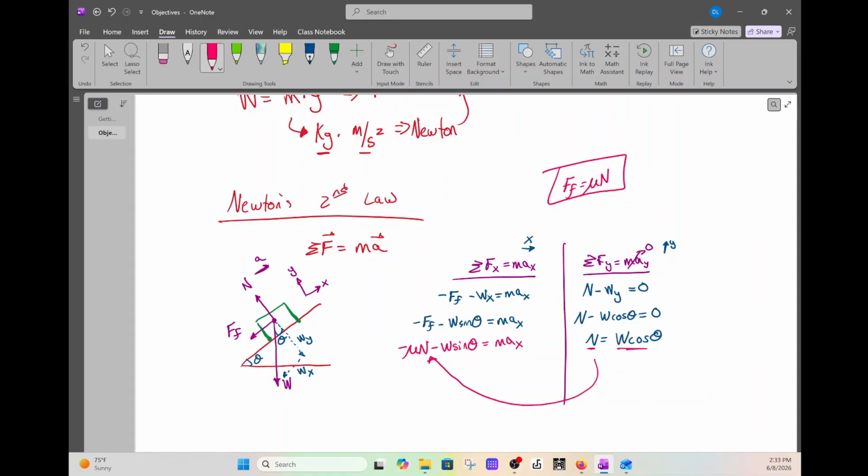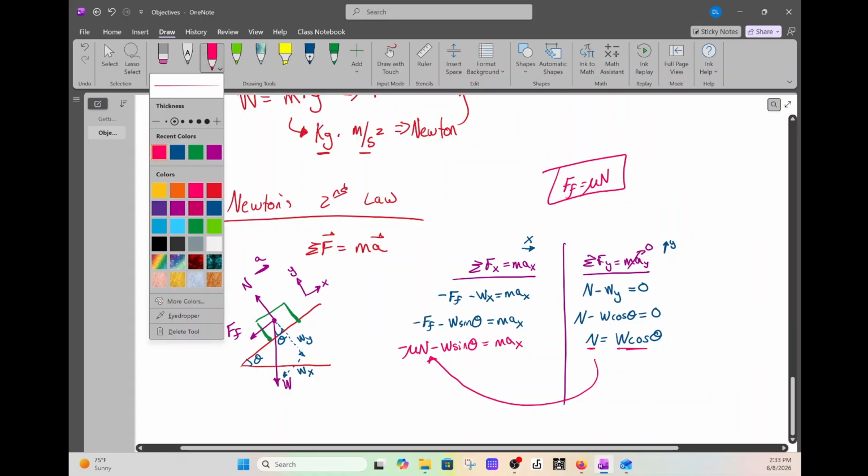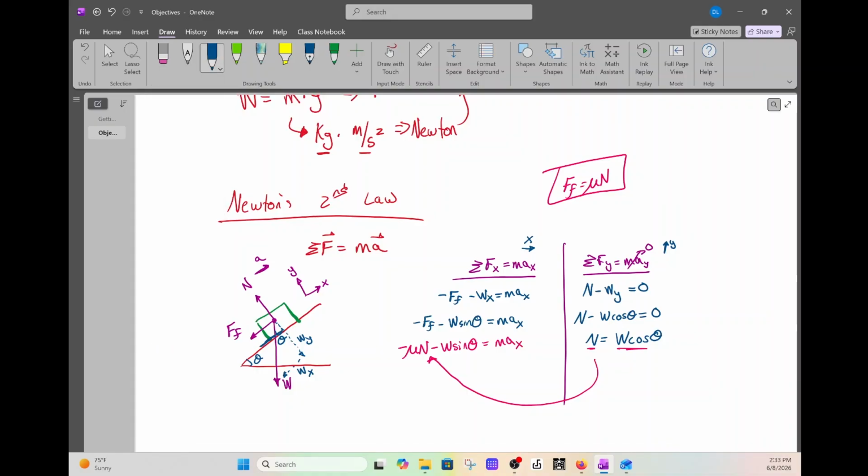Now, this is the friction force of solid to solid. You will learn when we get to viscosity that the friction force would be different if there is a liquid layer here. The friction force changes because the equation changes, and we'll get to that in viscosity.